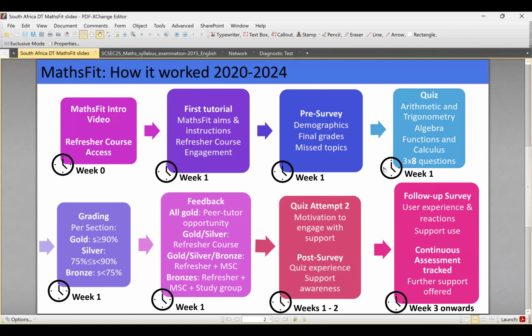So they took the 3 quizzes, and then depending on how they did, we graded it according to gold, silver, and bronze. If a student got greater than or equal to 90% in one of the 3 quizzes, they got a gold in that quiz. And similarly for silver, greater than or equal to 75 and less than 90. And if they got less than 75%, they got a bronze.